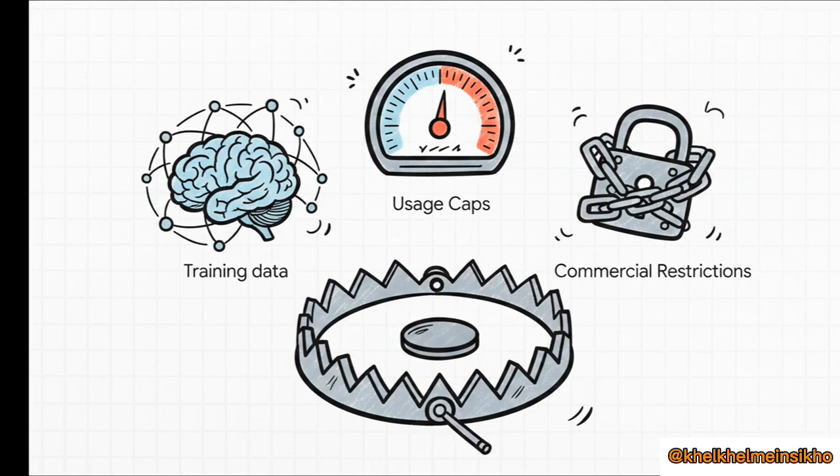First, default training. Like we just talked about, your data trains their future models. True enterprise privacy features like zero retention, where your data is instantly deleted, those are almost never free. Second, usage caps. You are going to face strict rate limits and throttling during peak traffic hours, for sure. And third, commercial restrictions. You're dealing with watermarks on your videos and strict licensing limits that stop you from making money off of what you generate.